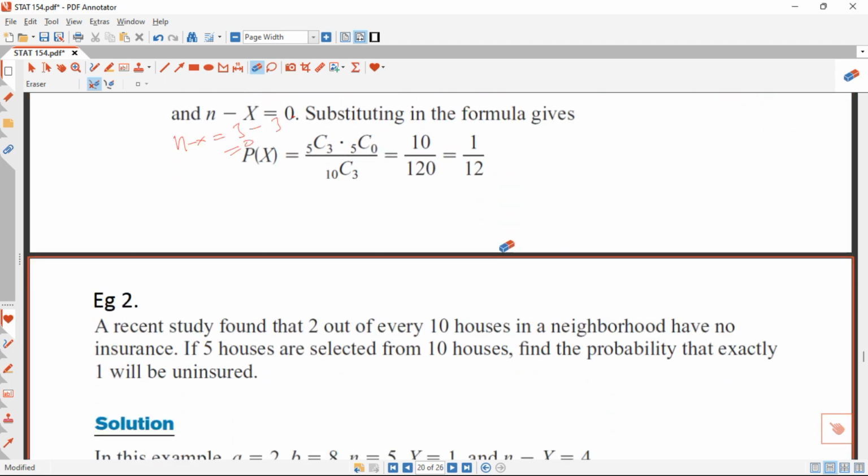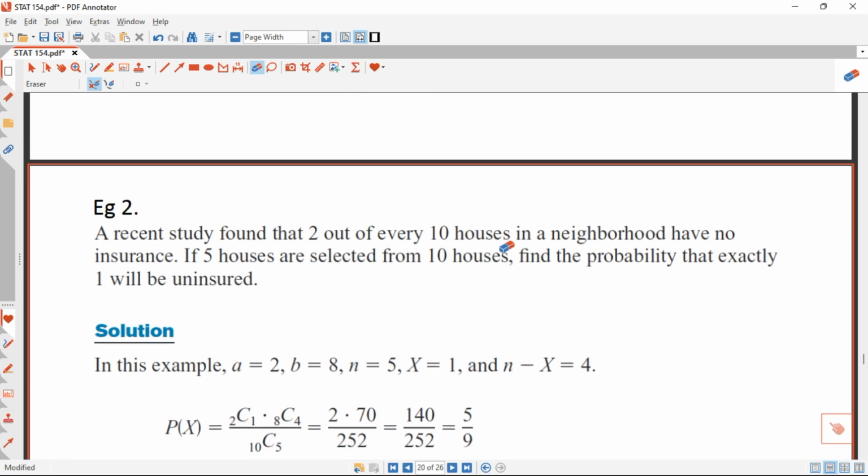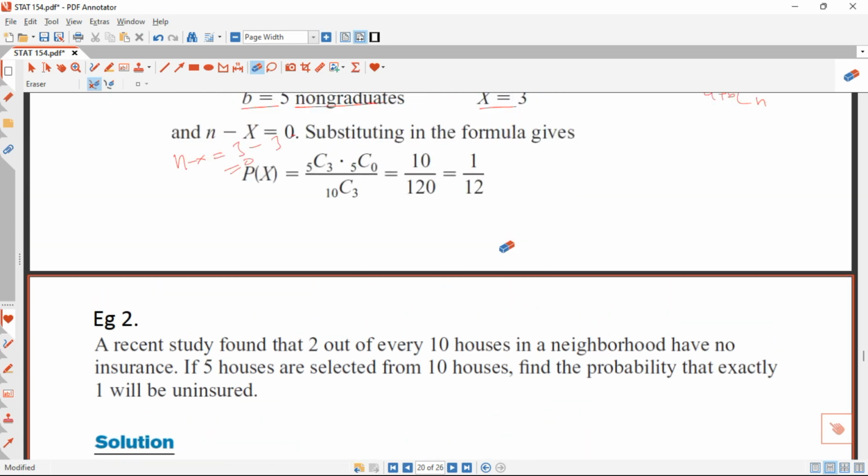So our next question is here. You can pause the video and then solve. After that, you can come and check if your answer is correct. So it says a recent study found that 2 out of every 10 houses in a neighborhood have no insurance. If 5 houses are selected from the 10 houses, find the probability that exactly 1 will be uninsured.